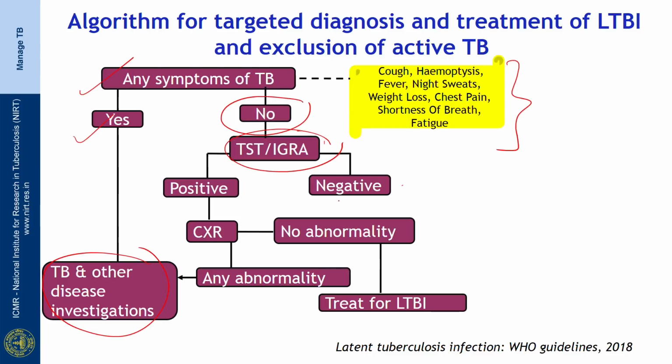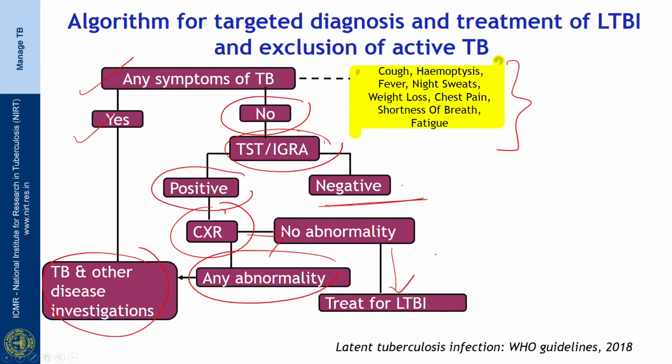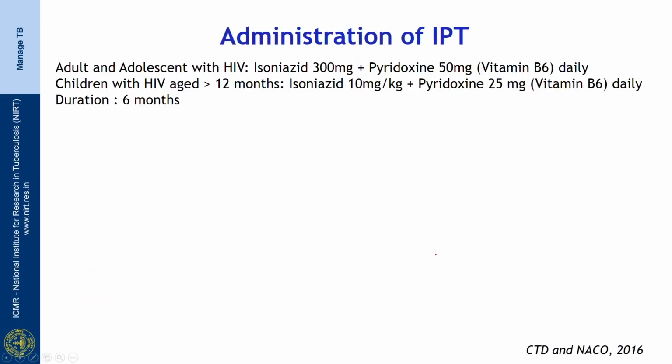If the TST or IGRA is negative, there ends the algorithm. If the TST or IGRA is positive, a chest X-ray has to be taken. In case of any abnormality, they have to be evaluated for TB and other disease conditions. If there is no abnormality, then the patient has to be treated for latent TB infection.